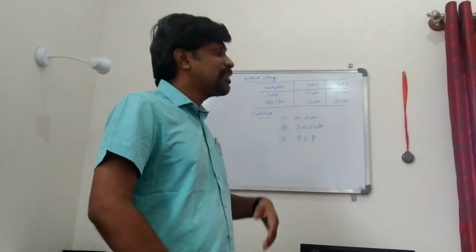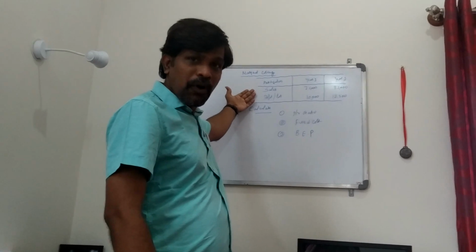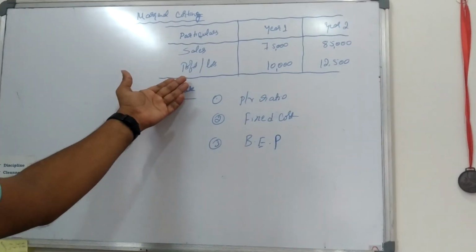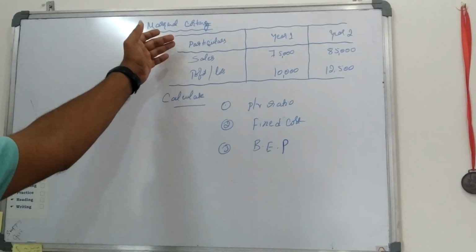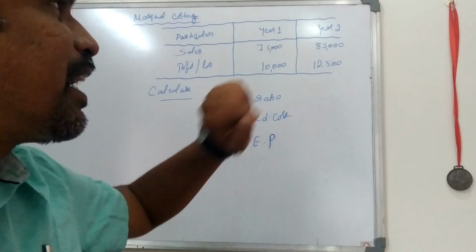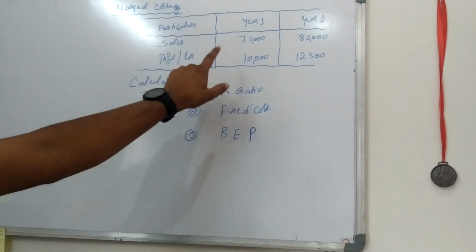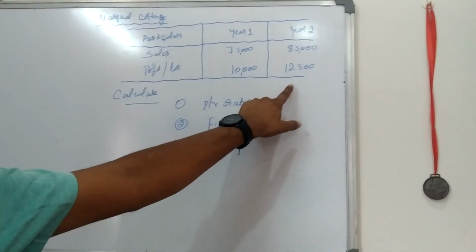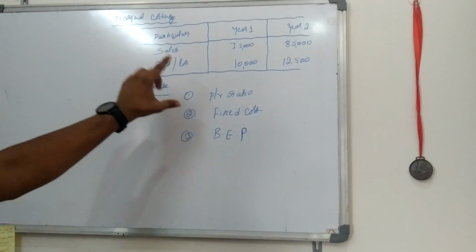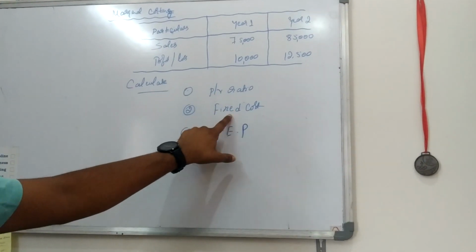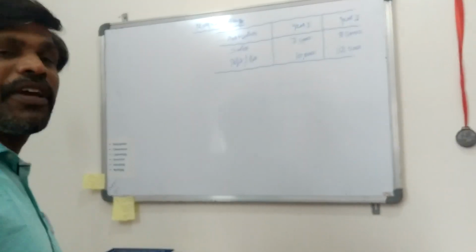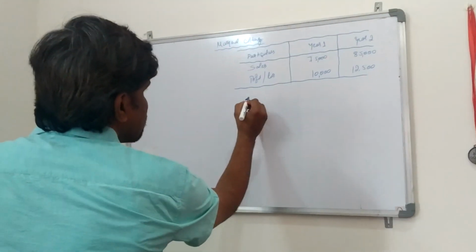For example, this is a problem which has two years of information regarding sales and profit or loss. Sales for the first year are 75,000, second year 85,000. Profit for the first year is 10,000, for the second year 12,500. In this problem, we have to calculate the profit volume ratio, fixed cost and break-even point. First, we have to calculate the profit volume ratio.